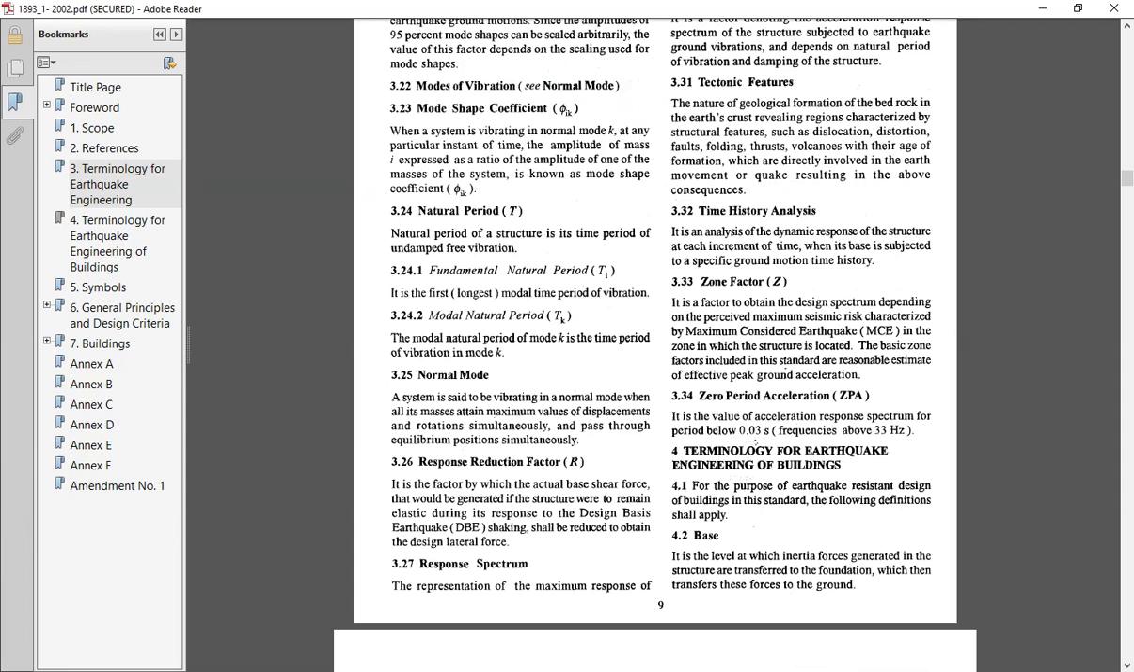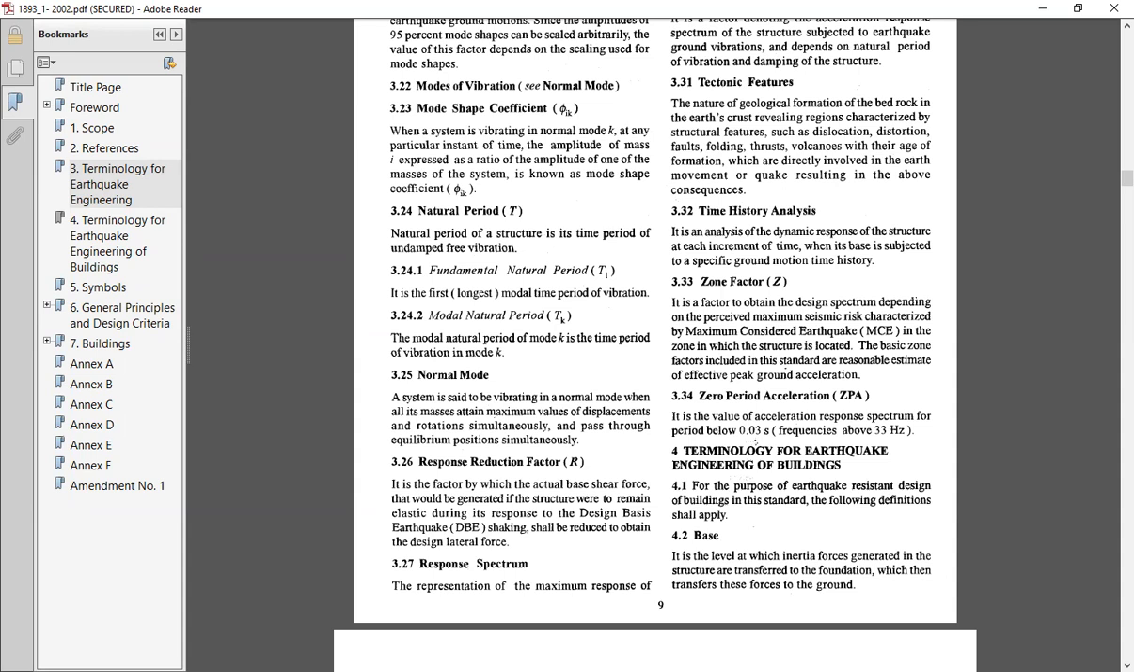So what is response reduction factor? It is the factor by which the actual base shear force that would be generated if the structure were to remain elastic during its response to the design basis earthquake shall be reduced to obtain the design lateral force. Basically it depends upon the base shear. So that is what we are going to find out in the numerical.